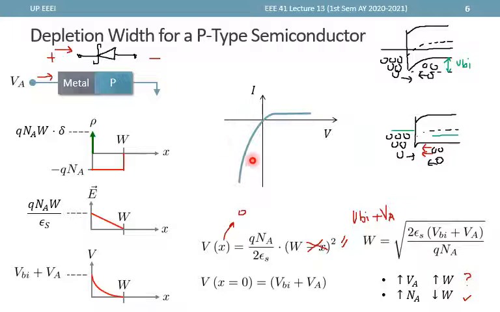Now for the opposite case, when we apply a negative voltage, the Fermi level at the metal increases relative to the Fermi level of the semiconductor, and now more holes are able to cross the junction into the metal, which leads to a negative net current that increases with the applied negative voltage, and so we end up with this behavior right here.